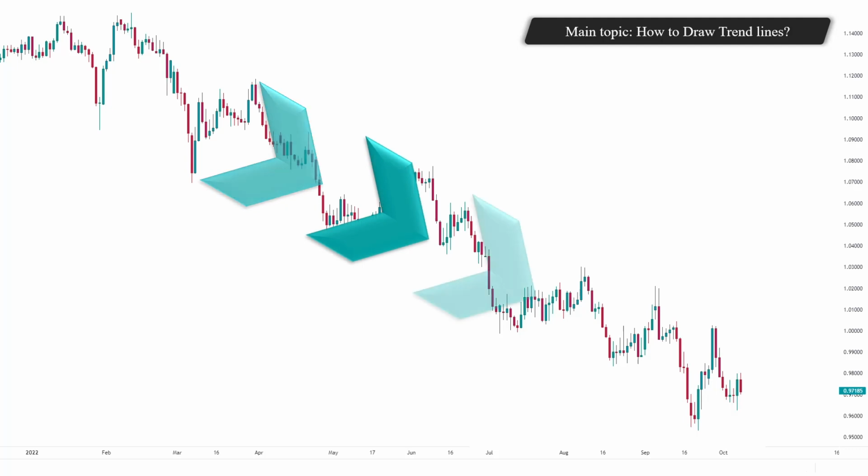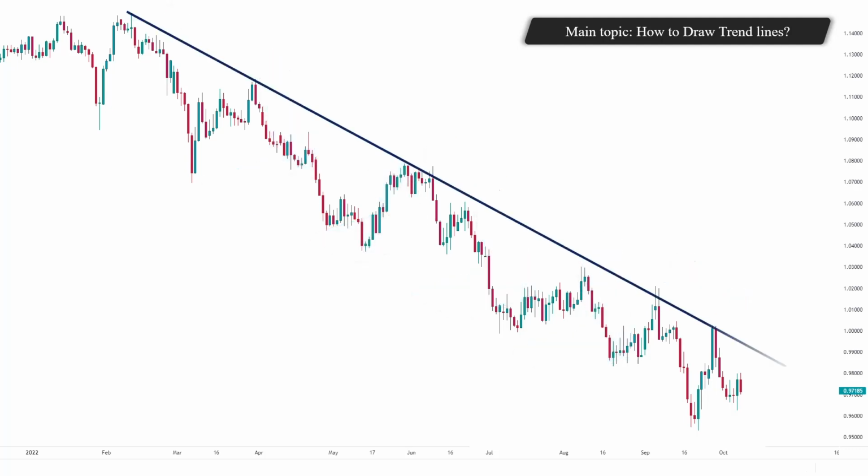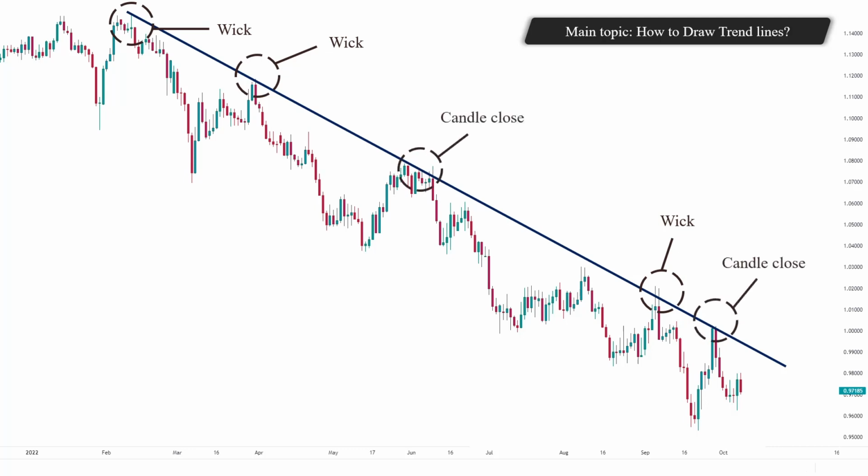So here was your clear downtrend. And to hit all these points here, this is where you could have placed your trend line. Now, notice how in some cases, the trend line touches the wicks. In some cases, we have hit the candle bodies. And we even have no touches in some of them, which is perfectly fine.